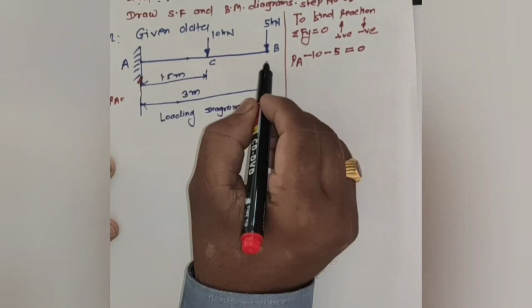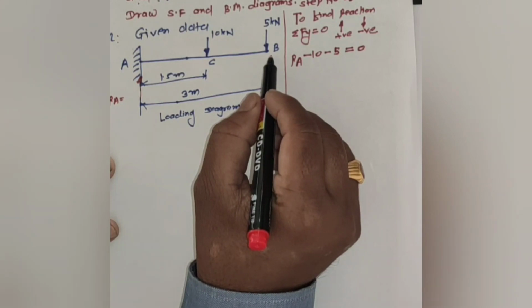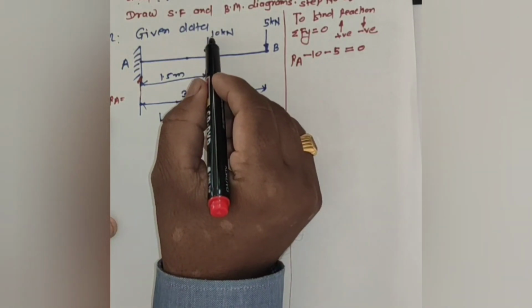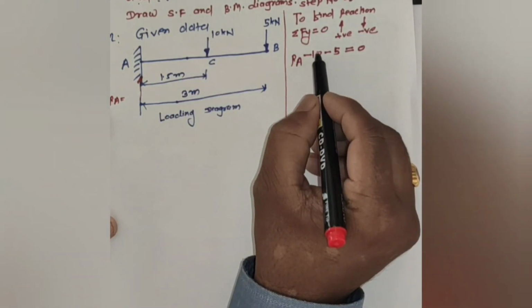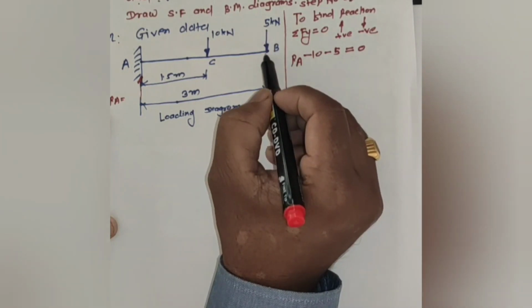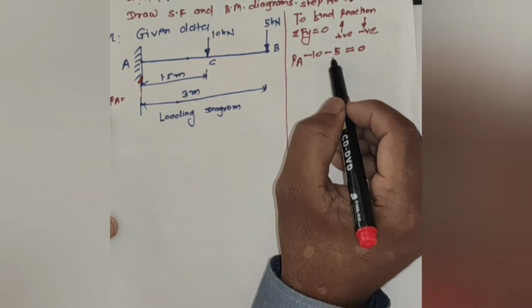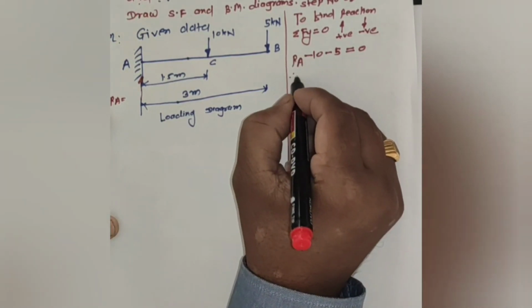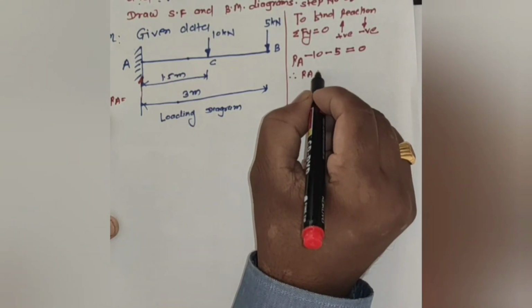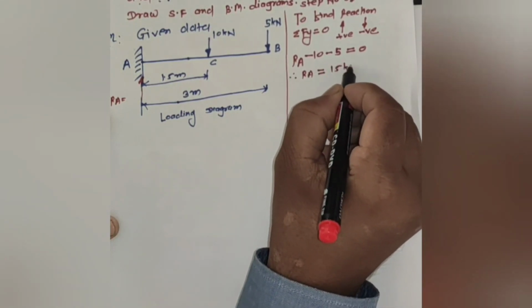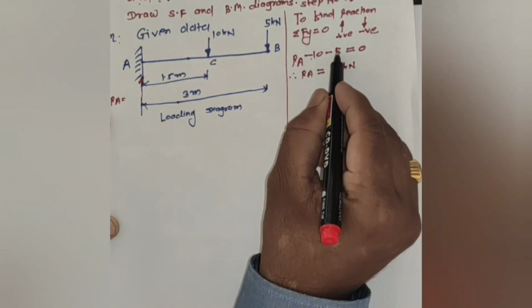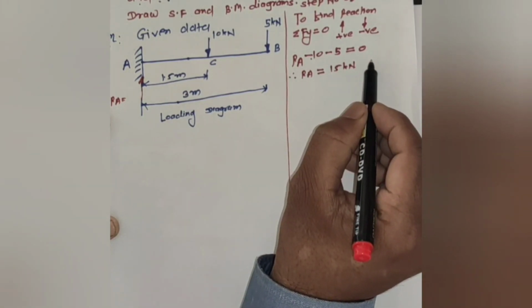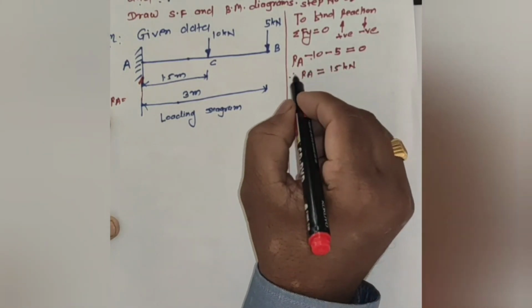In this cantilever beam there are three forces acting. RA is upward, take it positive. 10 goes downward, take it negative. Again 5 goes downward, take it negative. Then simply calculate RA. Therefore RA minus 10 minus 5 equals 0, and this minus 15 goes to the right side. RA is equal to 15 kilonewton.